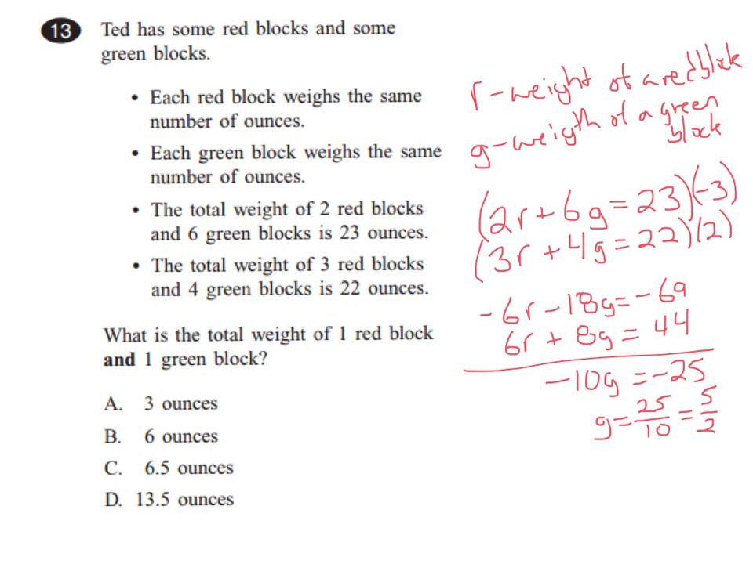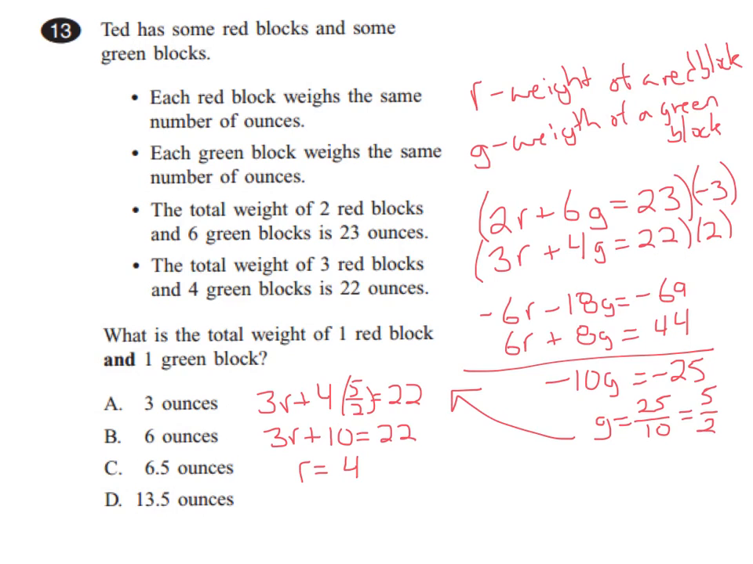We can then go back to either of the original equations. They both look relatively complicated. I'll just use the second one in this case to find r. So over here we're going to say 3 times r plus 4 times 5 halves is equal to 22. 3r plus 10 equals 22. That means 3r is 12, which means r is 4.